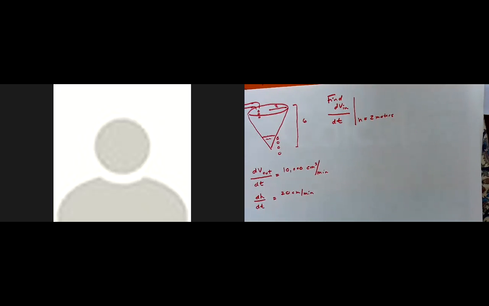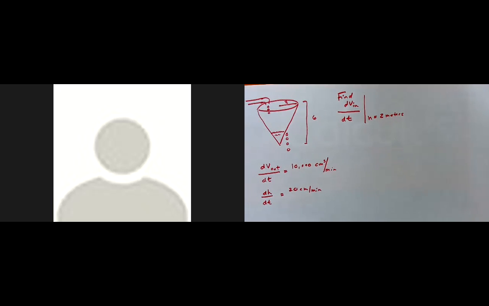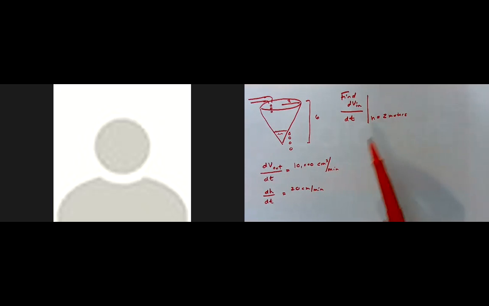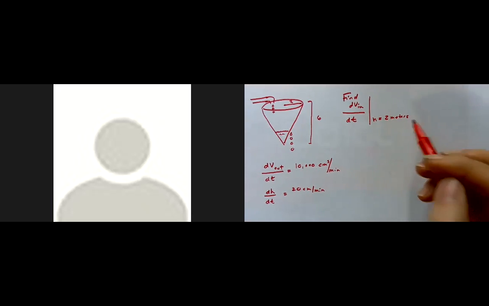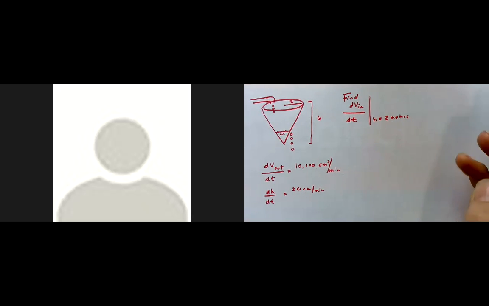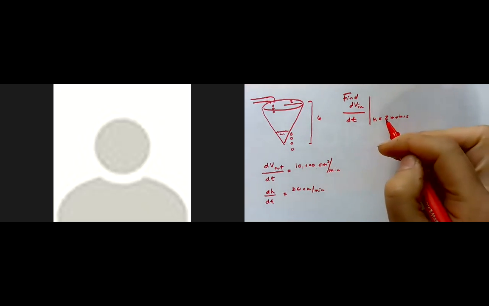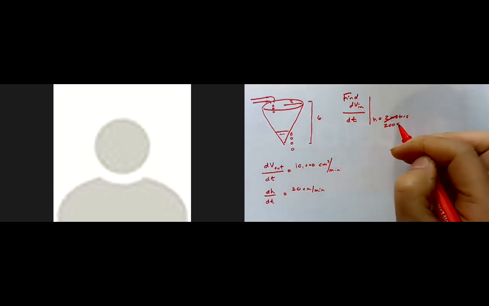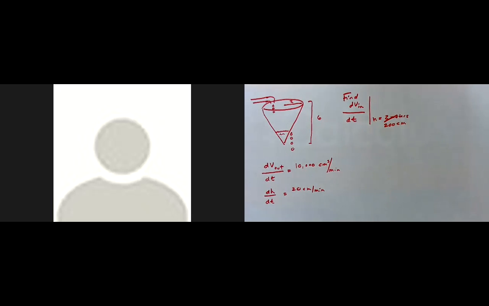The first thing I want to do, and I'll be honest, the first time I did this problem I made this mistake, is notice these rates are in centimeters, but this is in meters. So I have to convert. I'm not going to convert these because they're both in centimeters, but 2 meters would be 200 centimeters, right? So I'm going to change that right now just so I don't make that mistake. That's 200 centimeters.